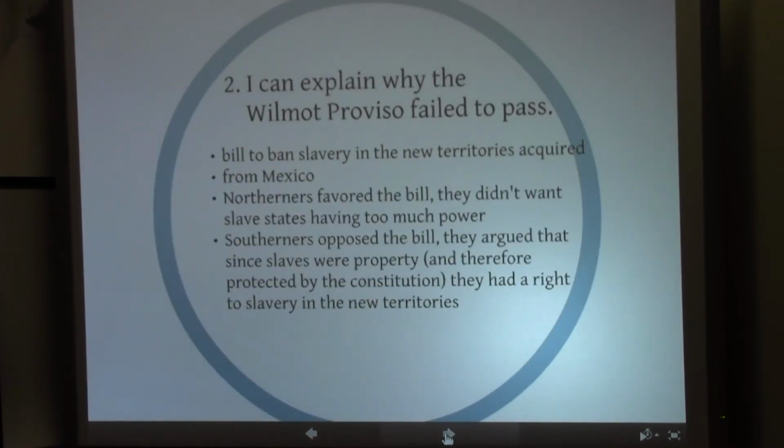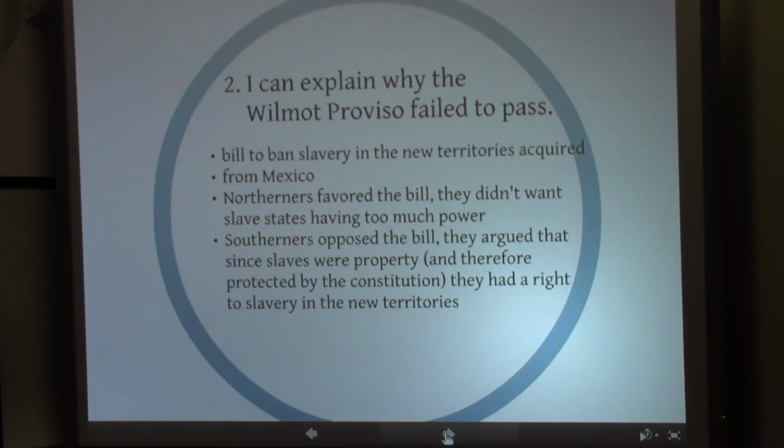I can explain why the Wilmot Proviso failed to pass, our second objective for Section 1. The Wilmot Proviso was a bill introduced in Congress to ban slavery in the new territories acquired from Mexico. Now, Northerners favored the bill, and one of the prime reasons they failed is they didn't want slave states having too much power. So in other words, they didn't want there to be any more slave states.